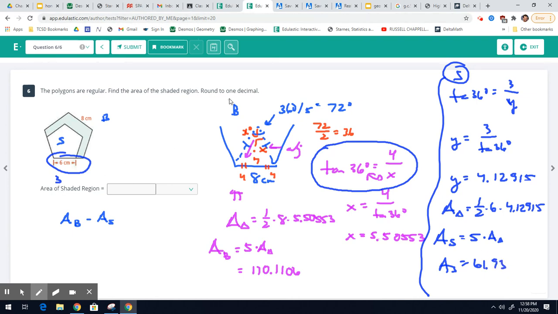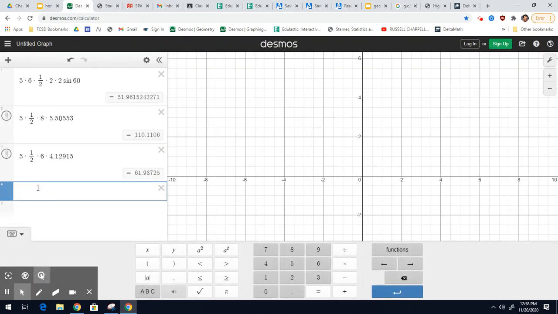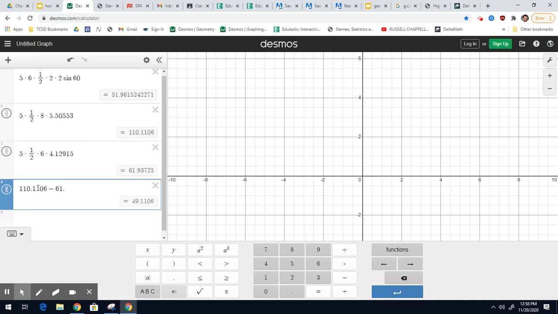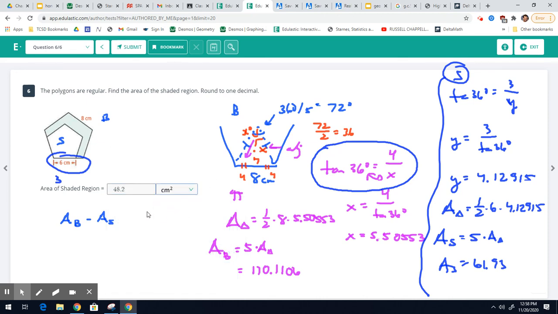And to answer this question to one decimal, all we're going to do is take these two numbers and subtract them. So if I go back to my Desmos graphing calculator, I'm going to take 110.1106 and subtract 61.93725. And I got 48.17. Again, to the one decimal, the 7 makes the 1 become a 2. So the answer here is 48.2. And they're in centimeters, so that'd be centimeters squared.